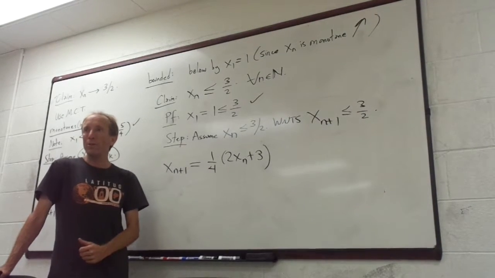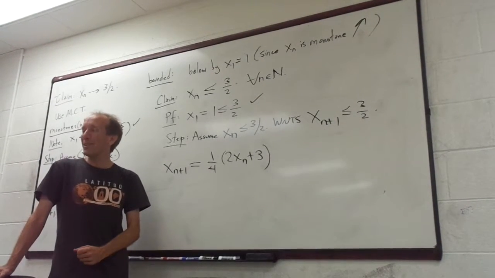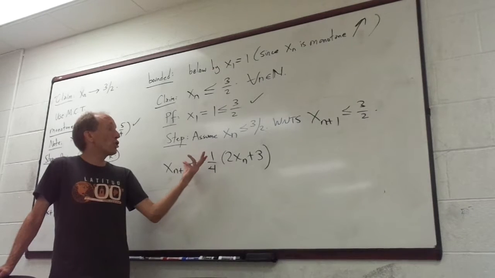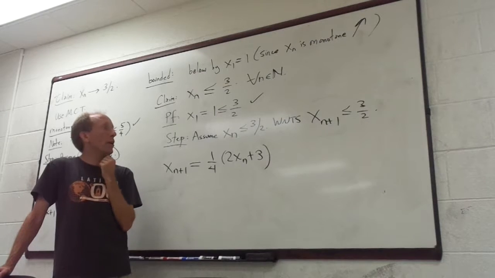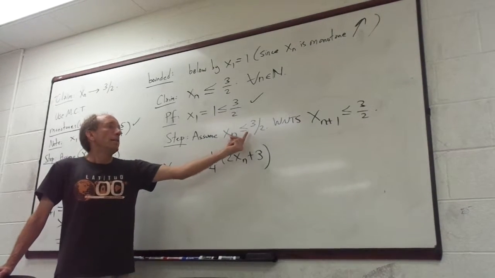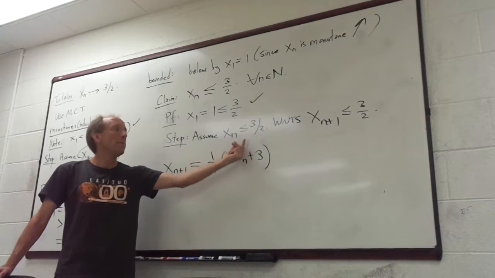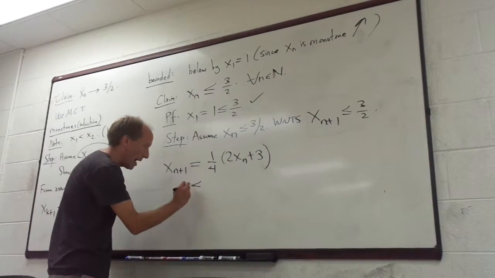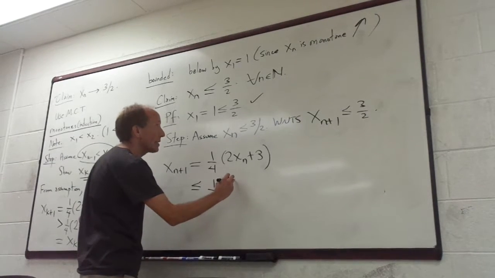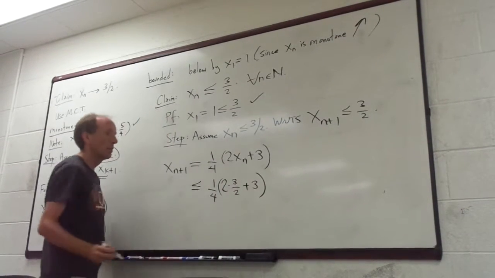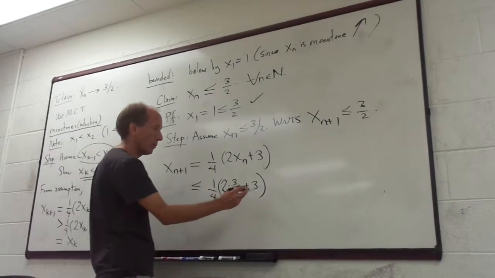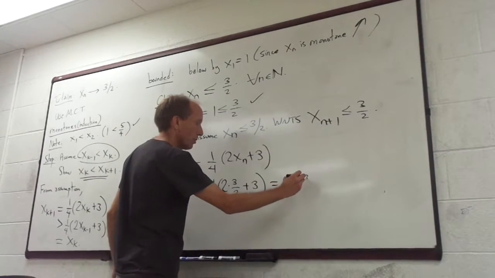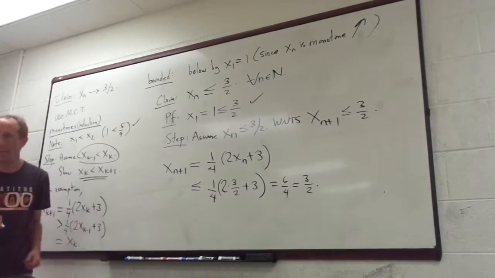What do you suppose I'm going to want to do? Well, we're trying to show that this whole thing is less than or equal to 3 halves. And what do we know already? xn is less than or equal to 3 halves. So what can I do with that? Substitute in, and then say that that's less than or equal to. Right, if we just simply put in what xn is less than or equal to, it's going to look like that. So that's going to be 6 over 4, which is 3 over 2. And there you go, that does it.